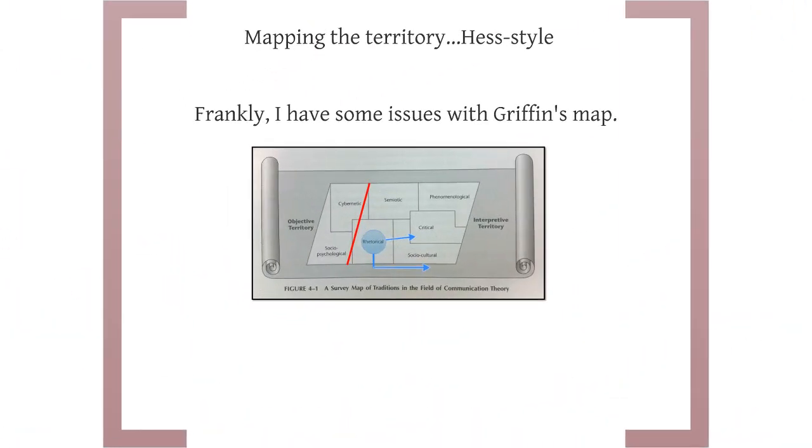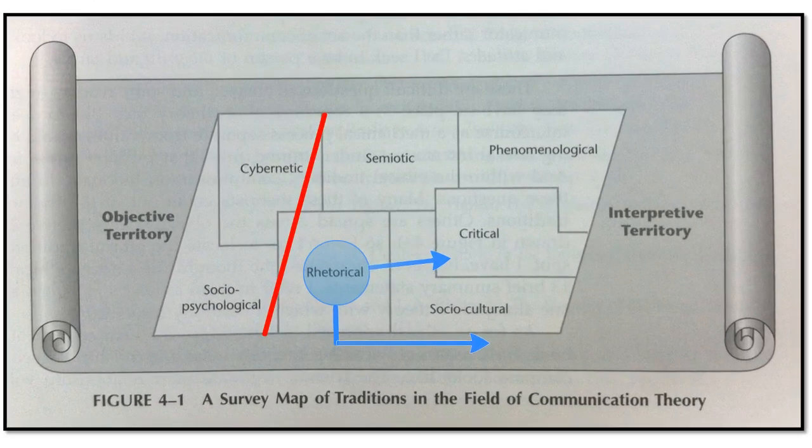So here's the map that Griffin offers, and I'm going to challenge the map and say that we're going to map the territory Hess style, which is a little different. If you look at the map, this is figure 4.1 in the textbook, Griffin and his co-authors talk about the objective things being on the far left and the interpretive things being on the far right. As you move from left to right, you gain a more interpretive approach.